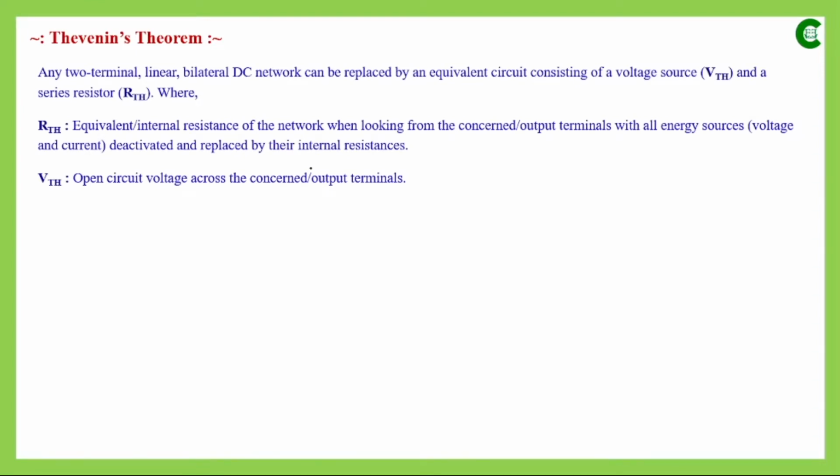So that two-terminal linear bilateral DC network will be replaced by an equivalent circuit where that circuit will have a voltage source VTH and a resistor RTH which will be connected in series. Now this VTH and RTH have the same meaning. RTH will be the equivalent or internal resistance of the network when we look from the concerned or output terminals with all the energy sources deactivated. We already understand what this deactivation of energy sources means, and VTH will be the open circuit voltage across those concerned terminals.